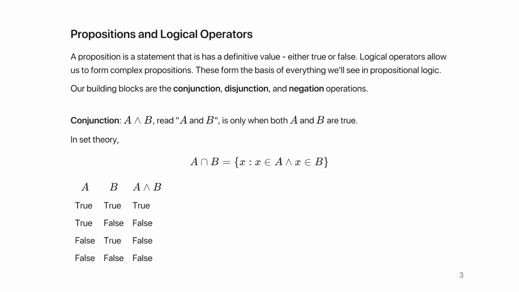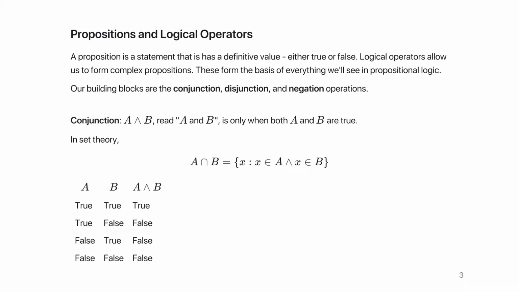Okay, so let's get into it. Last week we left off talking about propositions and logical operators. A proposition, we said, is a statement that has a definitive value, so it's either true or false. This is in contrast to an opinion, which differs depending on who you ask. There's no definitive value of an opinion, whereas a proposition has a truth value.